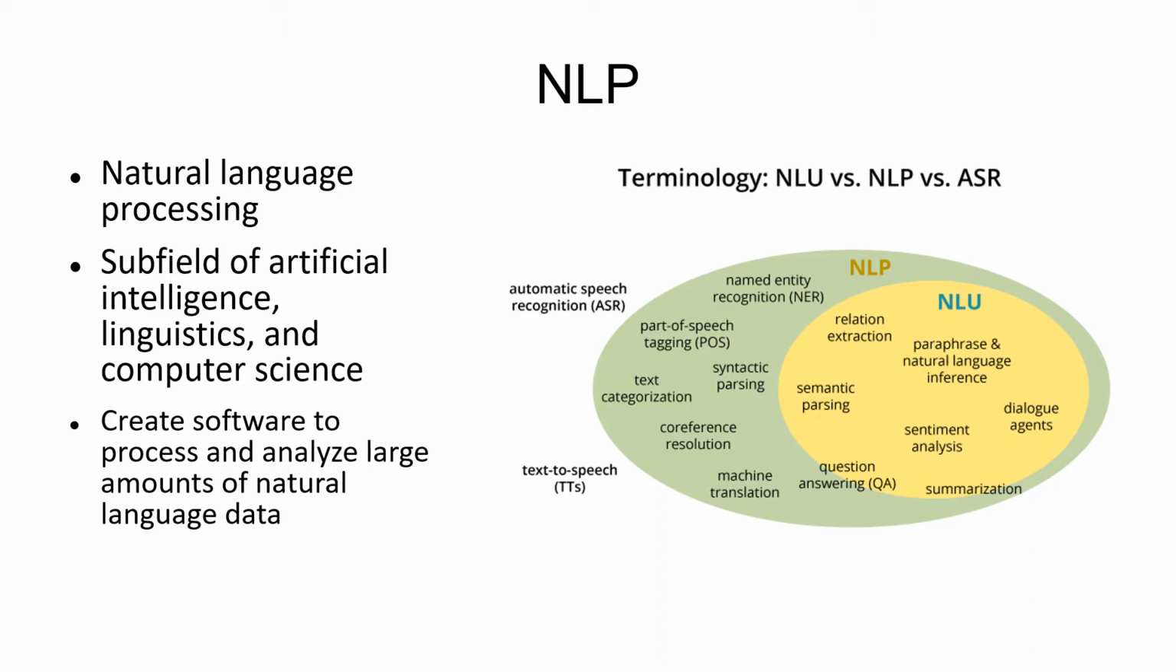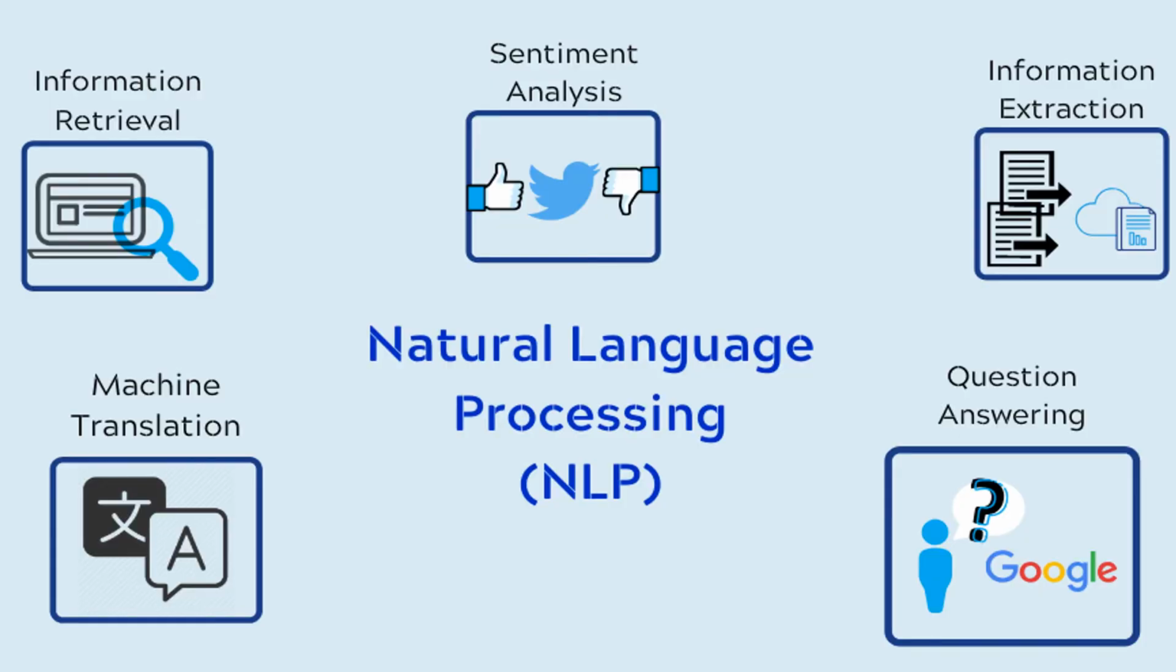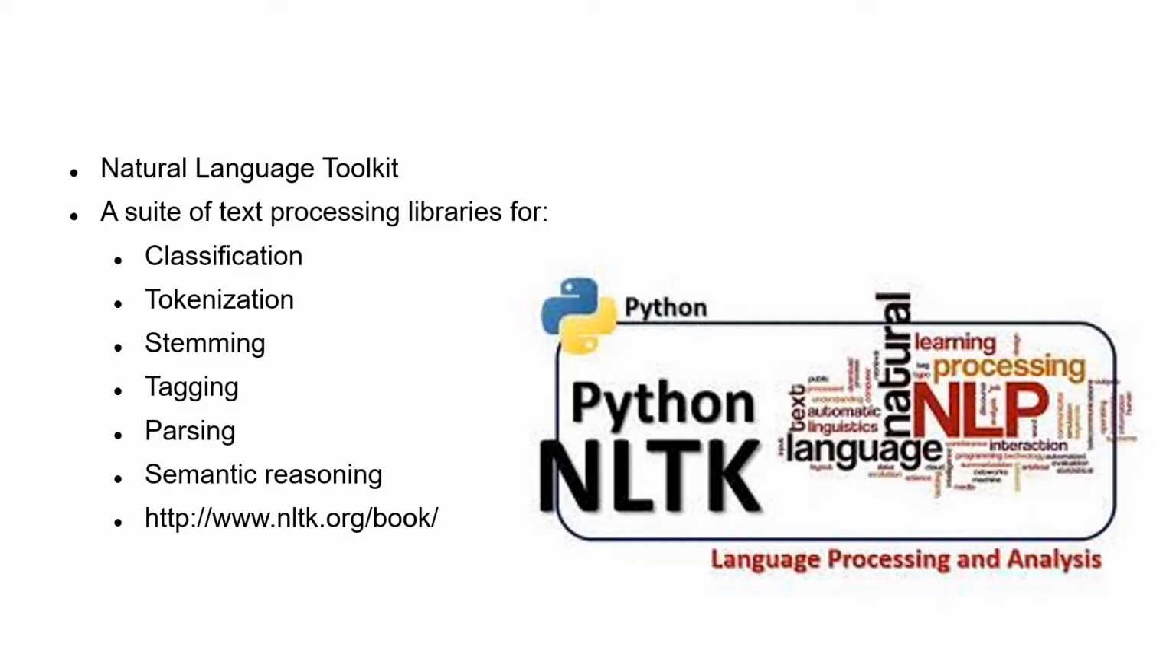There are several subfields related to NLP, for example NLU, natural language understanding, and ASR, automatic speech recognition. Those concepts are related to NLP. Here it is possible to show an overview of main areas related to natural language processing, like information retrieval, sentiment analysis, information extraction, question answering, and machine translation. Those are just some areas, it is not exhaustive.